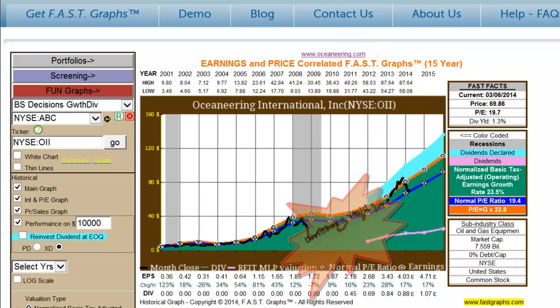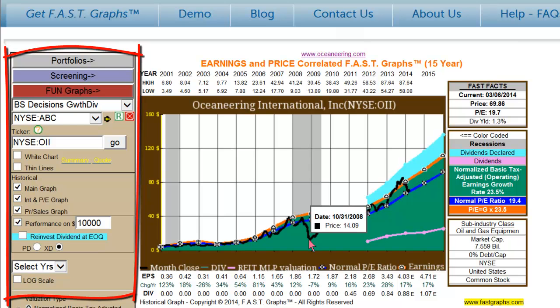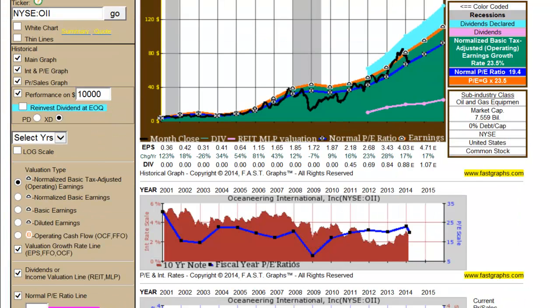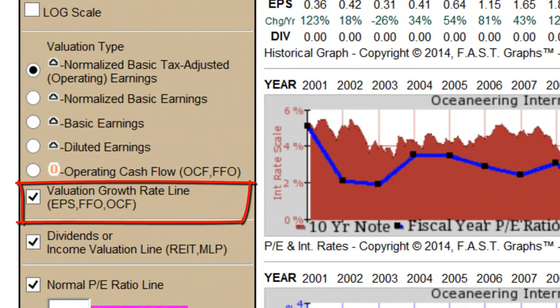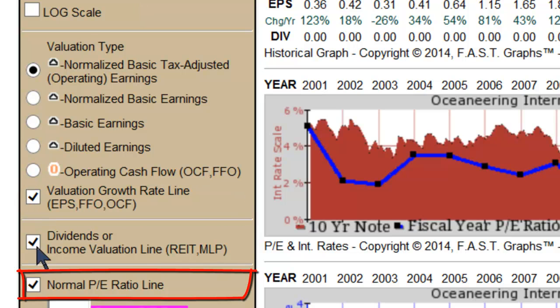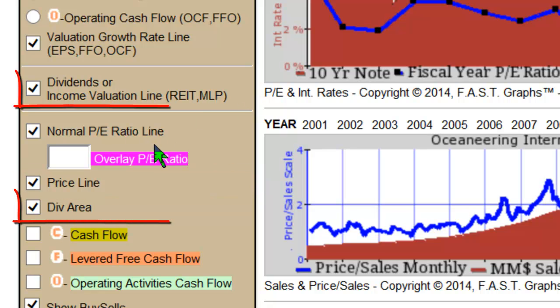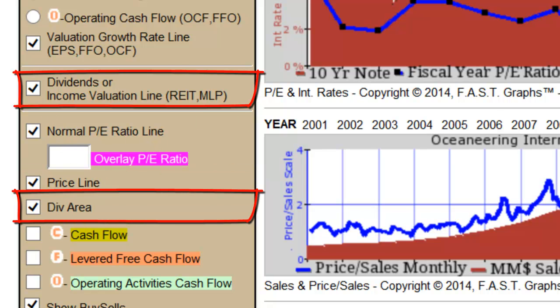Perhaps the best way to understand the historical F.A.S.T graphs is to first look at each of their major components individually before combining them into a complete historical F.A.S.T graph. The navigation bar is the long rectangular shaped bar to the left of the graph. Most manipulations of the F.A.S.T graphs can be accomplished by merely checking or unchecking any of the boxes. The major components being referred to here are first the valuation growth rate line, then the normal PE ratio line, then the price line, and finally the two dividend areas, if the company pays a dividend, of course.